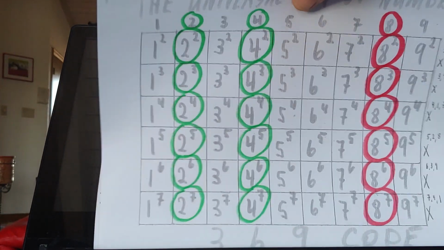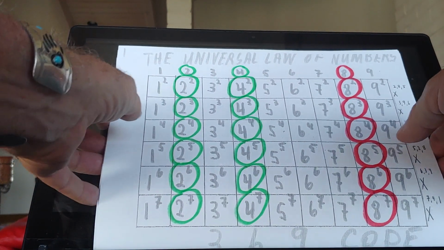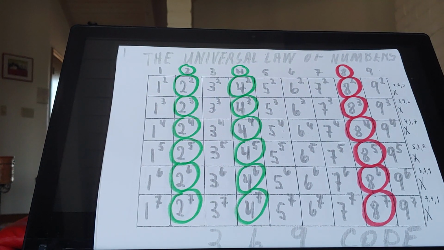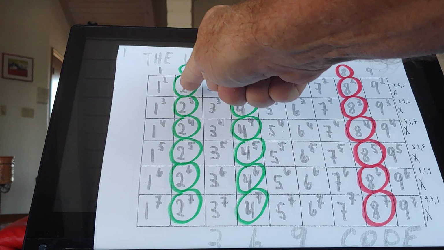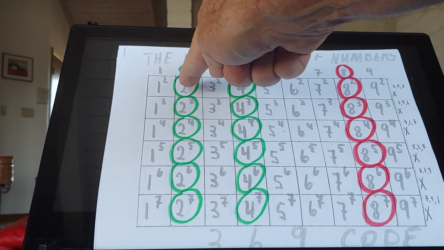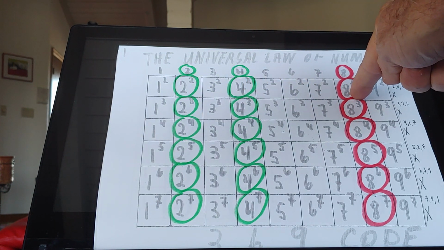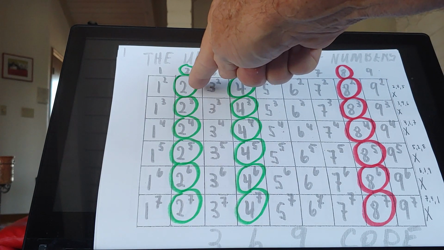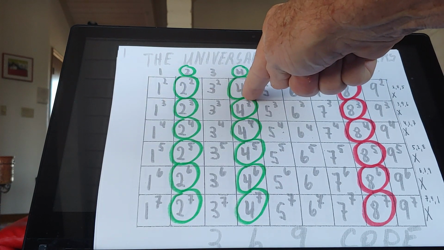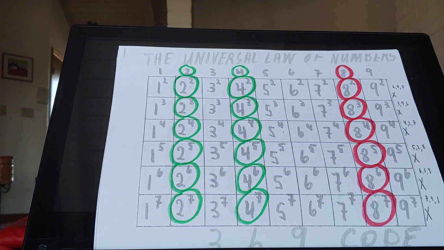Okay, so now we're going side to side. And side to side is interesting because it does the same exact thing, because it's the universal law of numbers. 2 times 4 is 8, so 2 squared times 4 squared is 8 squared. 2 squared is 4 times 16 is 512. Okay, 4 times 16 is 64, and 8 squared is 64.